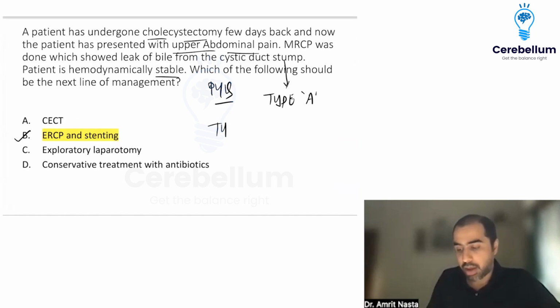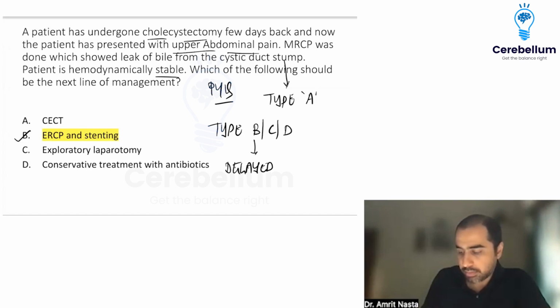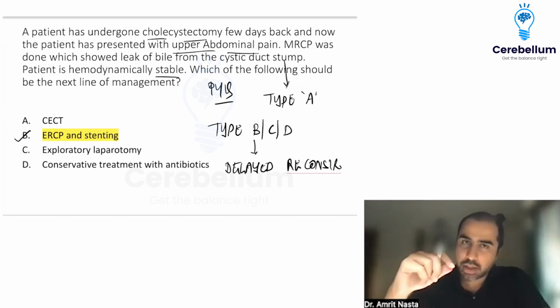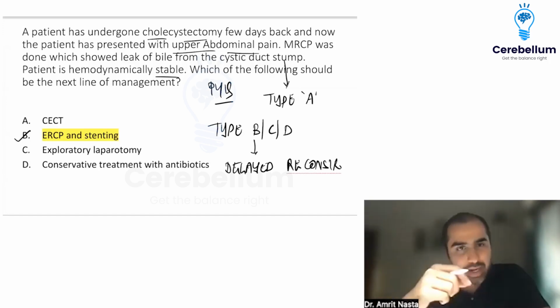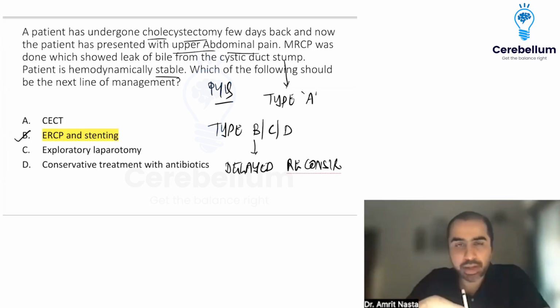If MRCP showed type B, type C, or type D, any of them, then what would you do? You would do a delayed reconstruction after 2-3 months. Right. So first you do an ultrasound, then you put a pigtail or you drain. So sepsis control. Then you do nutrition. Then you do MRCP, and then you decide how you want to treat it after MRCP.